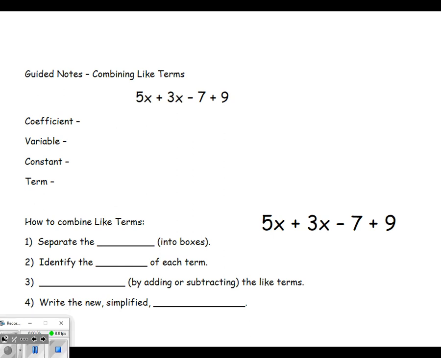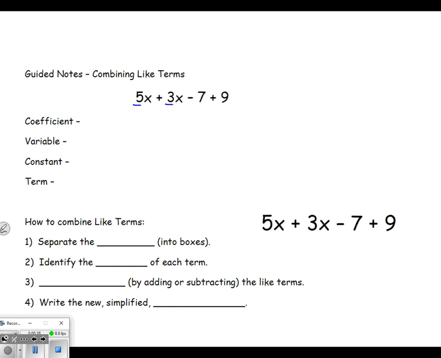Right, so here's our lesson on combining like terms. You should have your guided notes either printed out or on your Chromebook in Kami. We're going to go ahead and define some terms. If you're using Kami, this will be good. You can use some color. So, coefficient. I am going to underline my coefficients in blue.